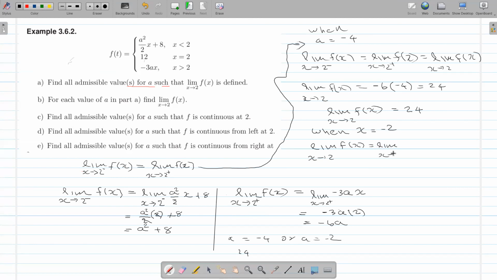I'll use this one because it's easier. Actually, I can use either one. Okay, I know this is equal to both of them again, no? So again, it's easier to use this guy, -6 times -2, I get 12. Okay, any question? Part B, I get 24.